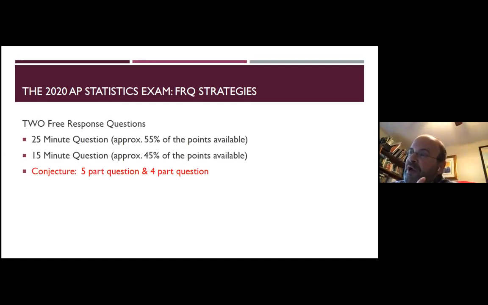What we know is there's going to be 2 free response questions, a 25-minute question and a 15-minute question worth roughly 55 and 45% of the points available. So the conjecture among many teachers is that this implies that you'll have a 5-part question and a 4-part question. This first question is going to be a little longer than typical AP problems, and will almost certainly draw on different elements of the course.